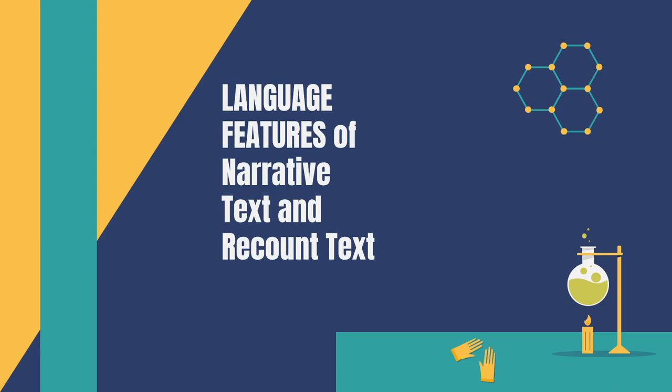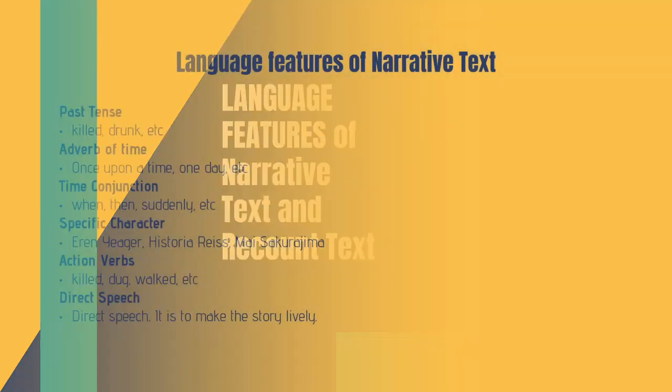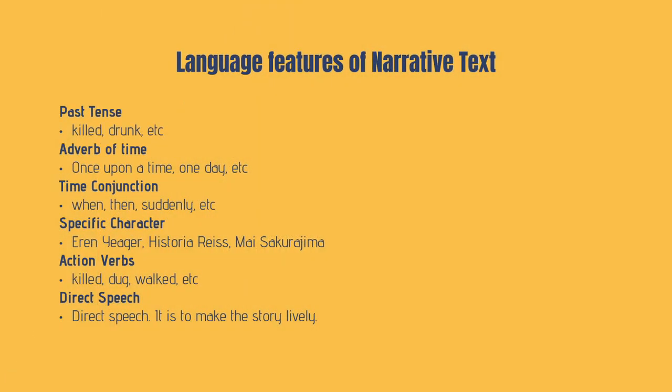Language features of narrative text and recount text. Language features of narrative text. Past tense. Example: killed, drunk, and more. Adverb of time. Example: once upon a time, one day, and more. Time conjunction. Example: when, then, suddenly, and more.